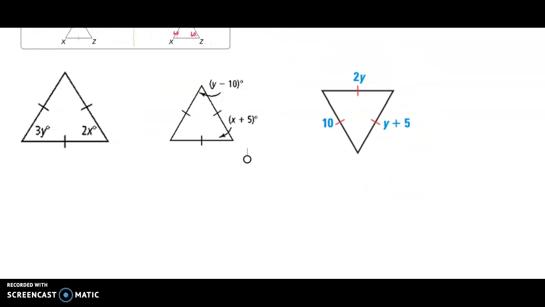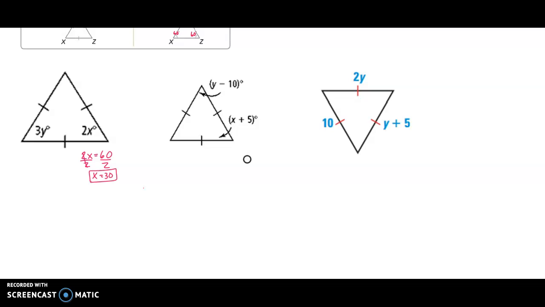When we're looking at this one, we can see one angle is labeled 3y and one angle is labeled 2x. But remember, I know each angle is 60 degrees, so I would set them equal to 60 degrees. So 2x equals 60. And then all I would have to do from here is divide both sides by 2 to find out what x is. 60 divided by 2 is 30.